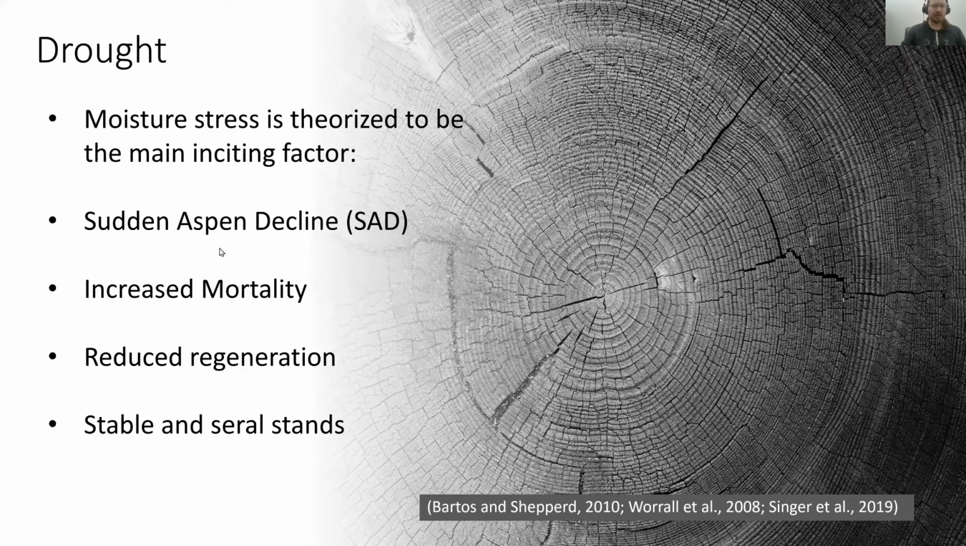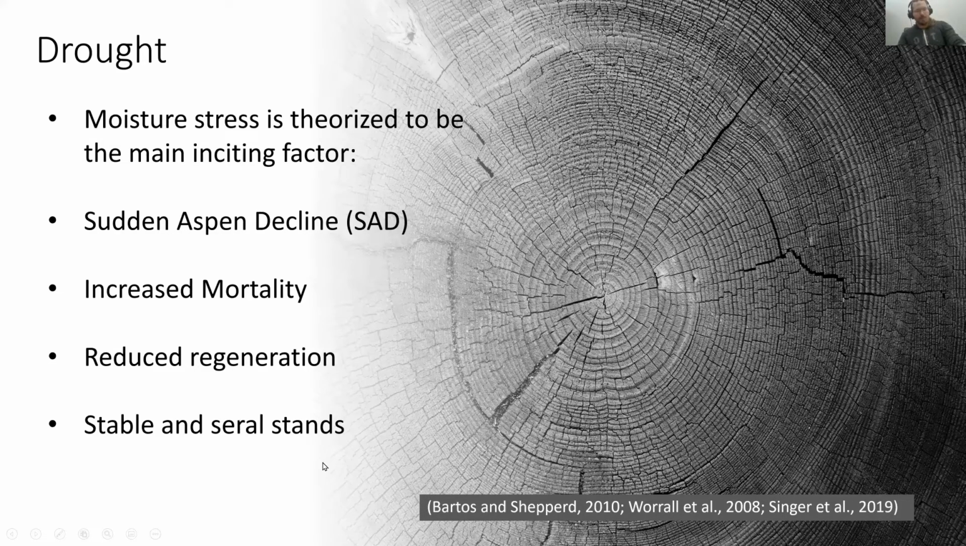If you haven't heard of sudden aspen decline, or sudden aspen dieback, it is a disease characterized by rapid dieback of the mature stock with no regeneration coming in to replace the stand. Everybody's been pointing the finger lately at drought and moisture stress as being the inciting factor on that, and that weakens the stock and makes it more susceptible to secondary agents and pathogens. But even in stands that aren't considered affected by SAD, you're still seeing increased mortality and reduced regeneration, and this is happening in stable and seral stands.